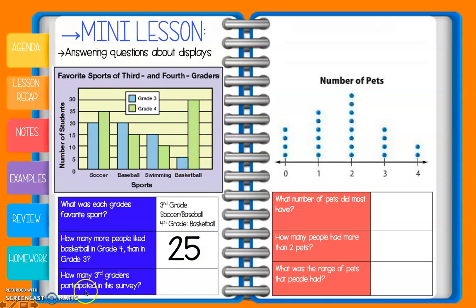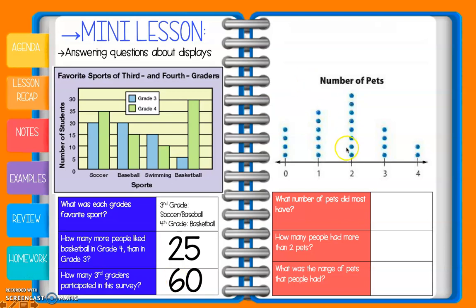Last one says, how many 3rd graders participated in this survey? So we're going to have to go through and count the frequency on all of the blue bars to tell how many 3rd graders participated. So in this blue bar, we have 20, 40, and then we have 15, so that's 55, and then we have 5 here, which is 60. So we had 60 3rd graders participate in this survey.